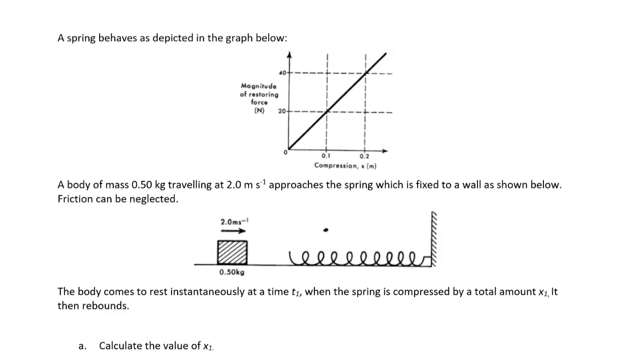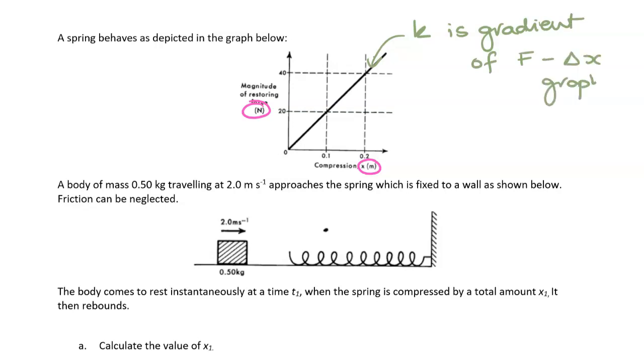So a spring behaves as depicted in the graph below. We've got the force on this axis here, and we've got the compression on this axis. Check those units: newtons, meters, great. One important thing to know is that the gradient of a force-distance graph tells you what K is. So K is the gradient of the force-delta X graph. This is an old question, so they've labelled it as X, but we know we're talking about delta X, a change in length here.